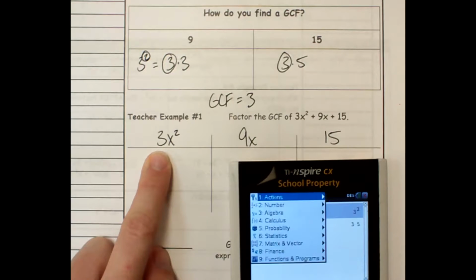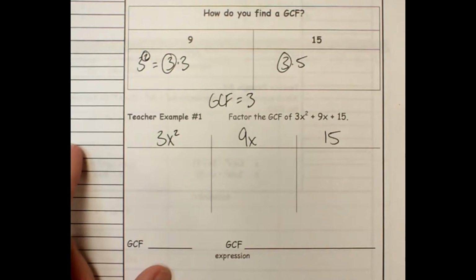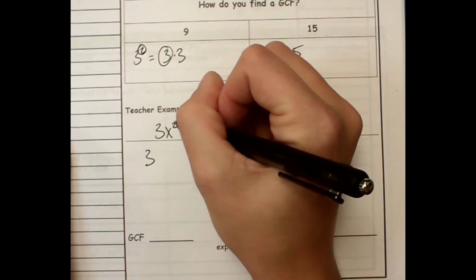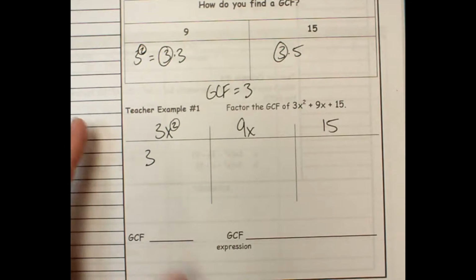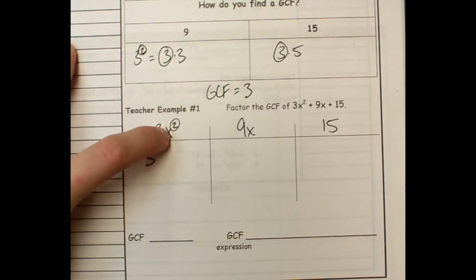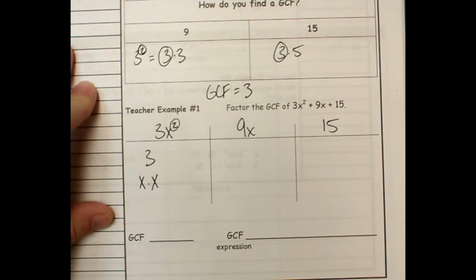So we'll do menu, number, factor. We'll type in 3. Well, they only gave me back 3, so that means my number is 3. But now we need to also break down the x squared. The exponent means the same thing as what we talked about up here. 3 squared means that we have 2 3's. X squared means that we have 2 x's.